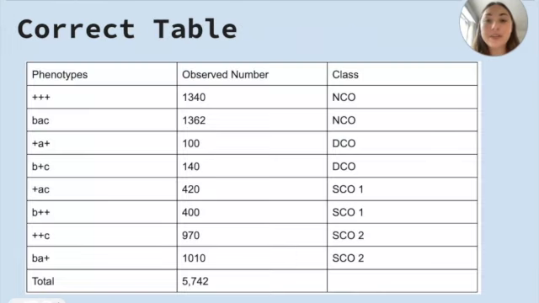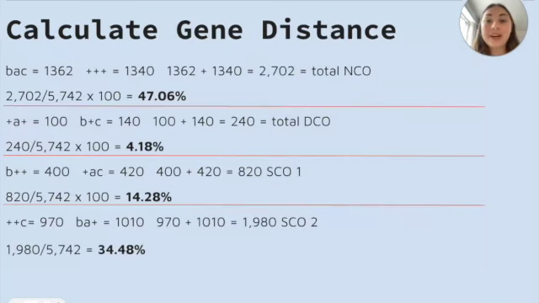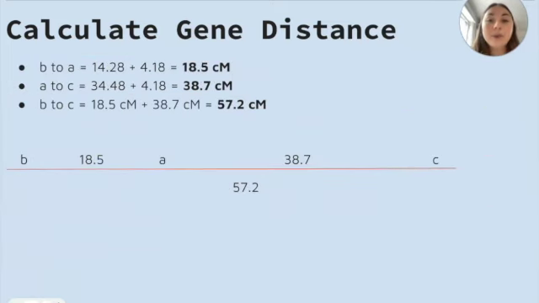From this, we can correct the phenotypes with the correct gene order. Now, we can calculate the gene distance. Gene distance is first calculated by adding the total observed numbers in the non-crossing over group, double crossing over group, and single crossing over group, then dividing by the total observed number of 5,742. Through calculating these values, we can find the gene distance.